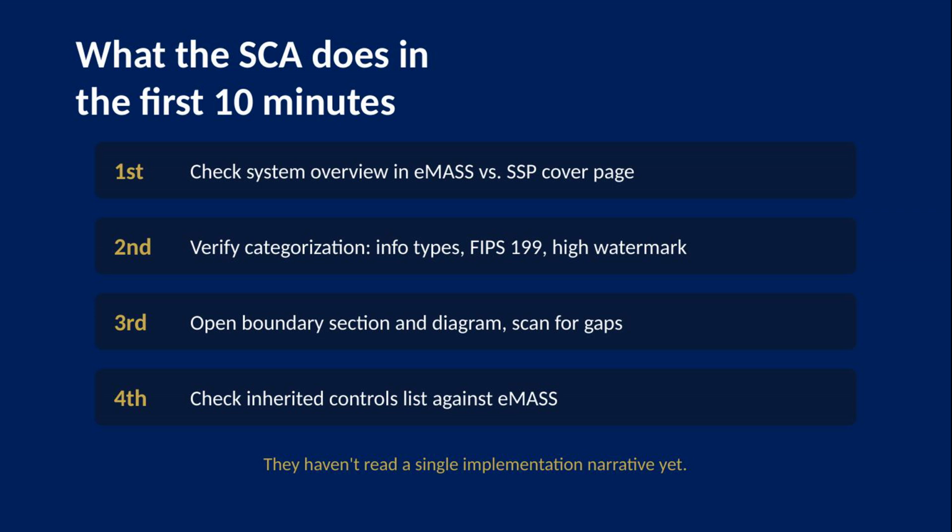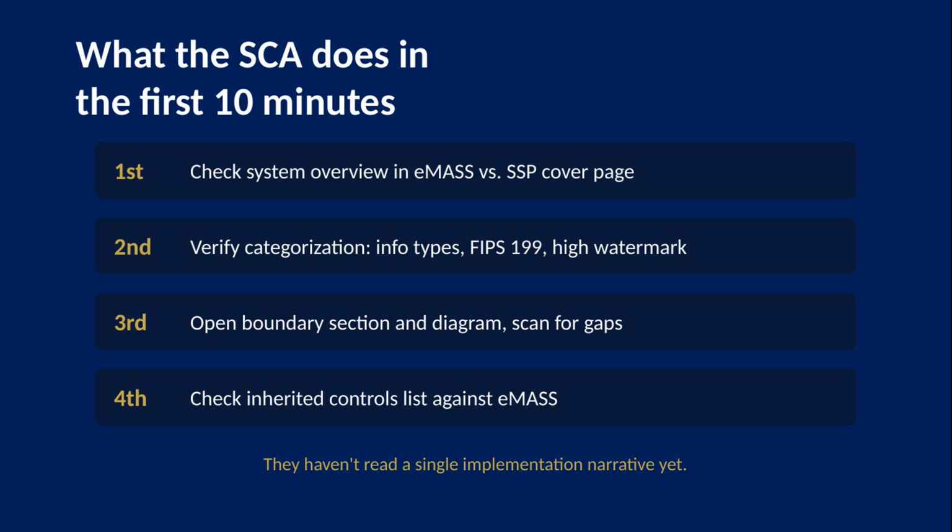Second, they go to the system categorization section. They verify the information types, check the FIPS 199 values, and confirm the high watermark is correct for the impact level. Third, they open the boundary section and diagram. They scan for undefined components or unexplained connections. Fourth, they check your inherited controls list against EMAS. They verify that every system you're claiming inheritance from is actually in EMAS and actually authorized.